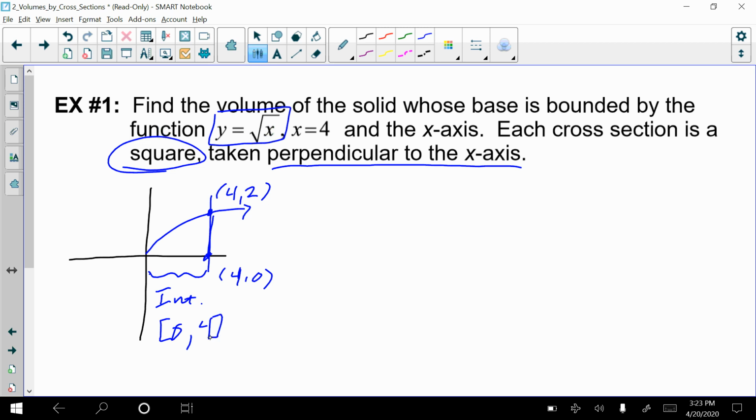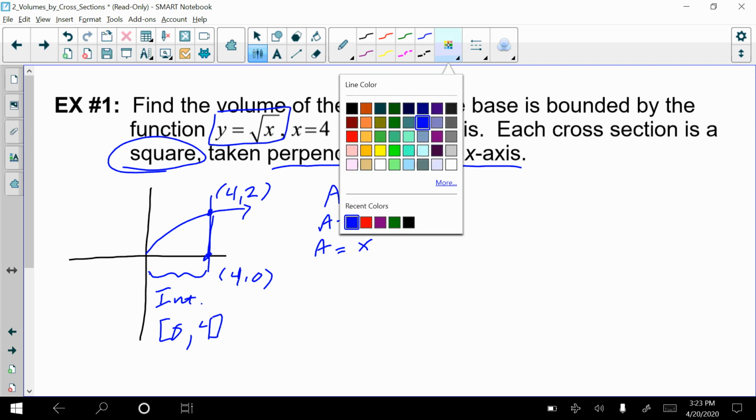Now, to find the area of the shape, we look at the function in terms of y, which we already have, and the area of the square, as you recall, is side squared. So when I substitute the side for the function, I'm going to get the square root of x, squared. So the area in this case will be just x. All right, now we essentially know what the area is going to be. That's what we need to substitute into our integrand.